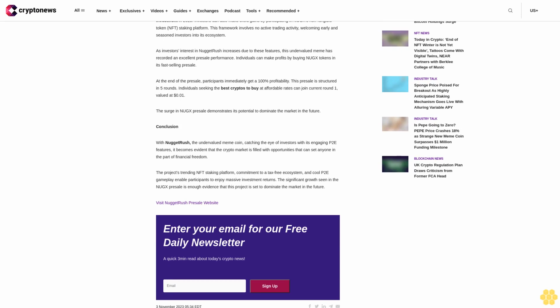As investors' interest in NuggetRush increases due to these features, this undervalued meme coin has recorded an excellent presale performance. Individuals can make profits by buying NUGX tokens in its fast-selling presale. At the end of the presale, participants immediately get a 100% profitability. This presale is structured in 5 rounds. Individuals seeking the best cryptos to buy at affordable rates can join current round 1, valued at 1 cent. The surge in the NUGX presale demonstrates its potential to dominate the market in the future.